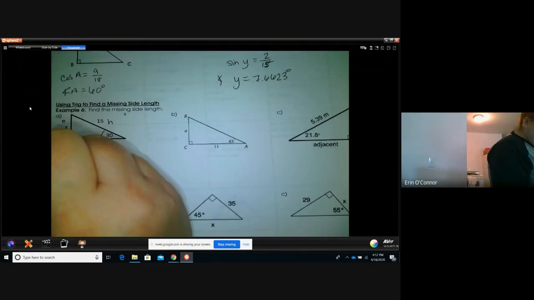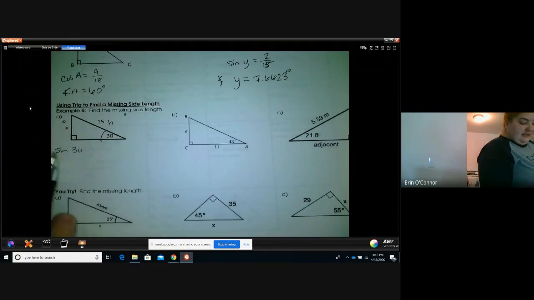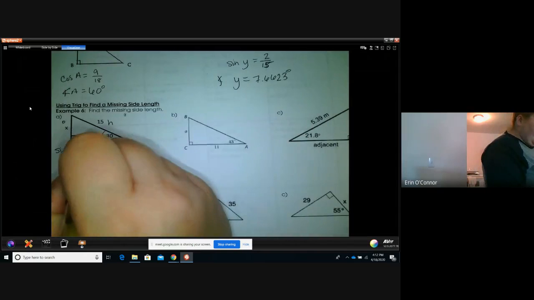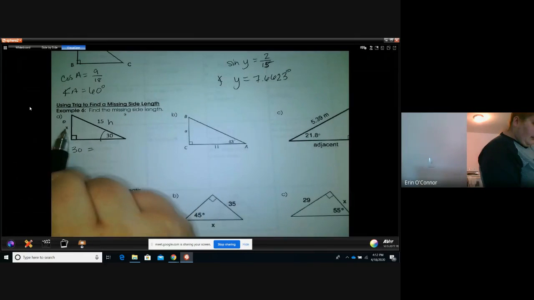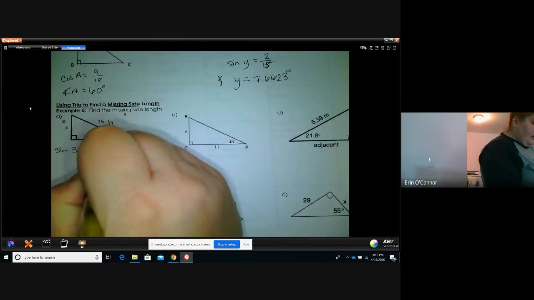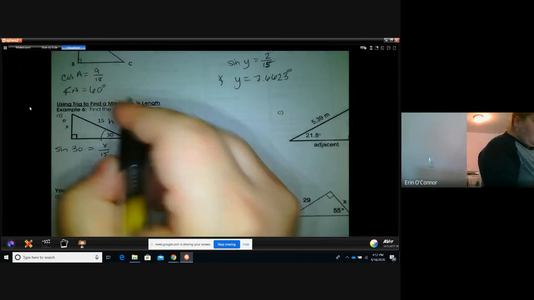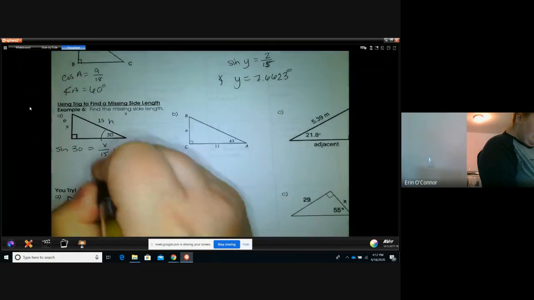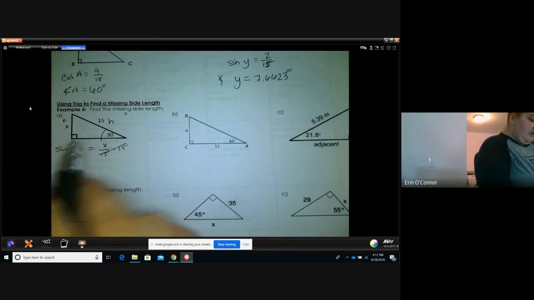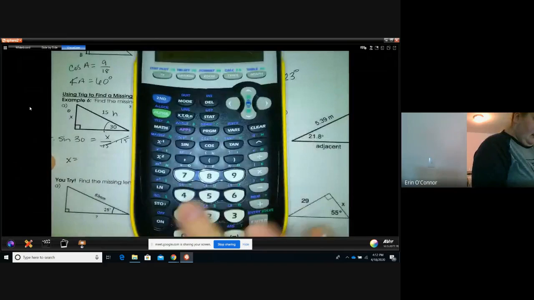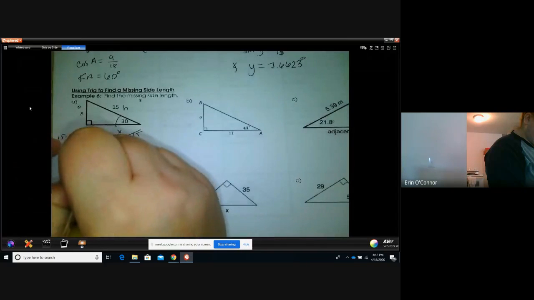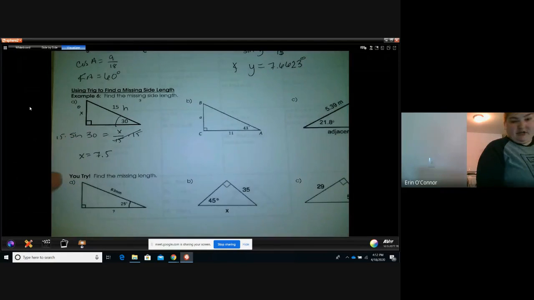Now sine of 30, because that's the degrees, you always take the degrees, always goes with the trig function, is equal to x over 15. So to solve this, we would multiply both sides by 15, which means x is equal to 15 times sine 30. 15 sine 30, or 7.5. And that is your answer.